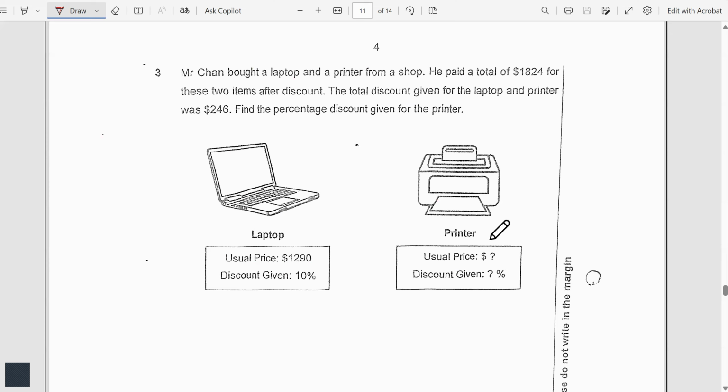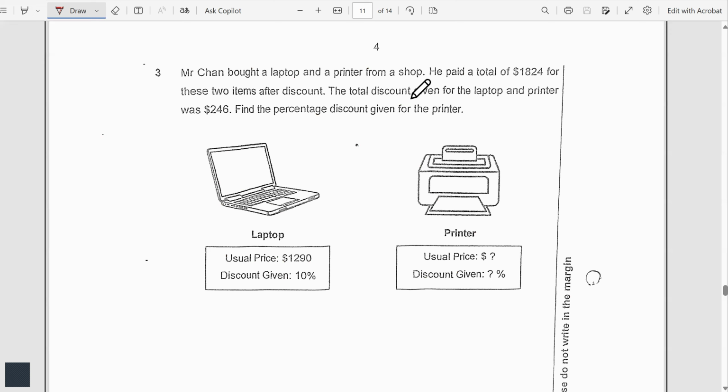Okay, so for the printer, we don't know what's the usual price and we don't know the percentage discount, which is what we're trying to find. Two things we need if we want to find percentage discount. One is the amount of discount given, and the second thing is the original price of the printer.